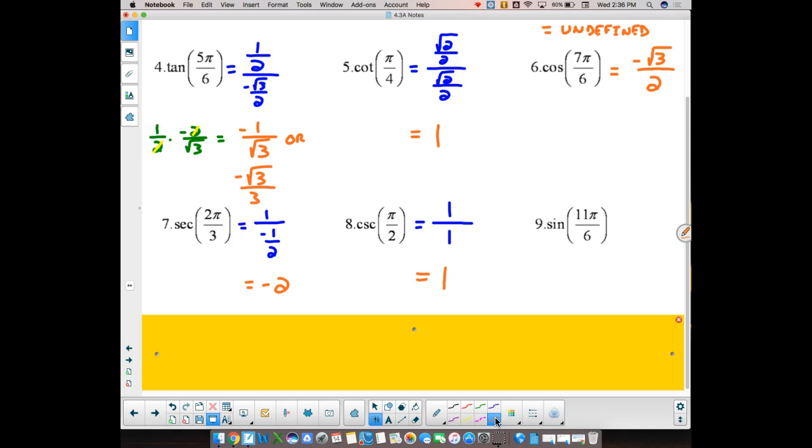Sine, 11 pi over 6 is the y value. I get negative 1/2. Agree?